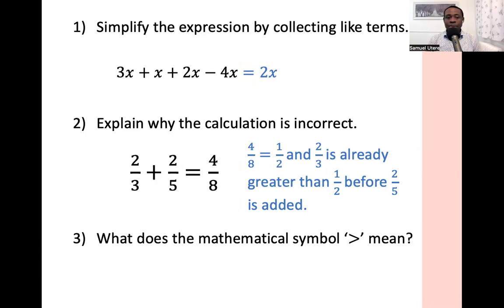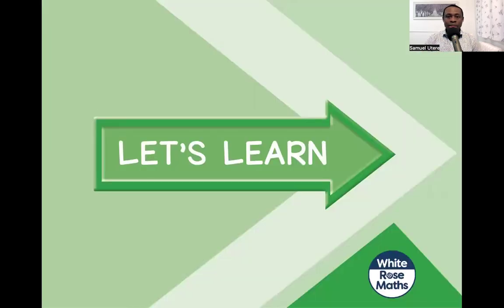And then next you were asked, write down the mathematical symbol. This is a greater than symbol. Let's do some new learning for this lesson.